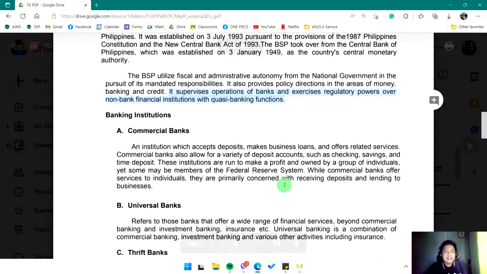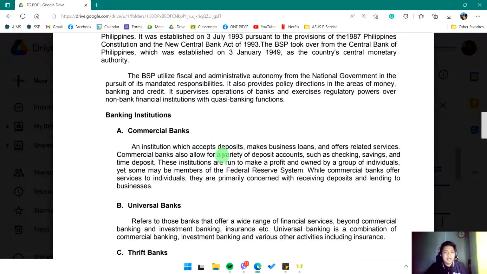Now, punta tayo sa different kinds of banking institutions. Akalain nyo yun, no? Meron pala different types of banks. Hindi lang para sila yung parang direkta na, ito, bangko, pare-pareho naman sila ng functions. No. Merong iba't ibang klase ng bangko dito sa Pilipinas natin. So, we will define it. First, we have here the commercial banks. Commercial banks, ito po yung usual or madalas natin nakikita dito sa ating bansa. Generally, they accept deposits, make business loans, and offer related services.